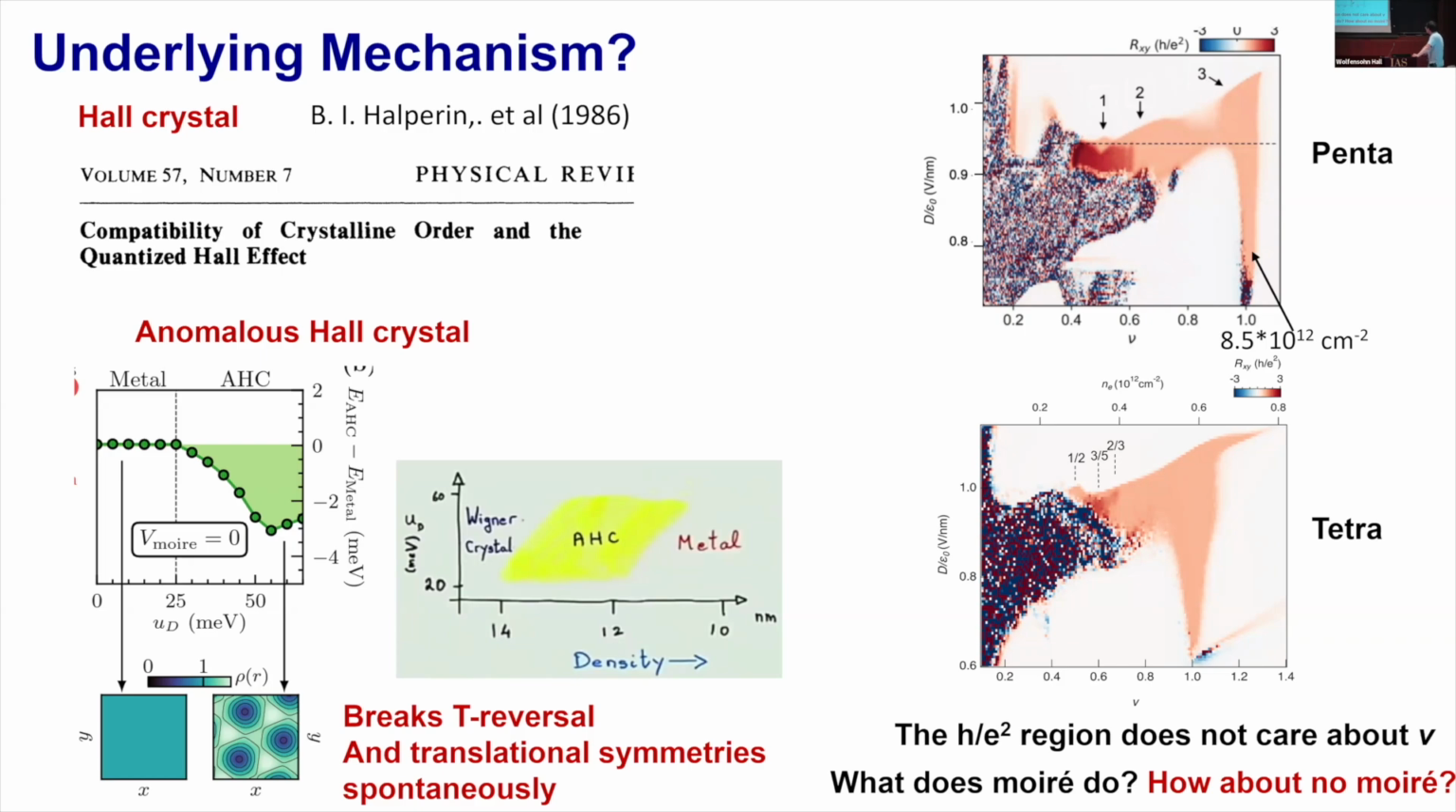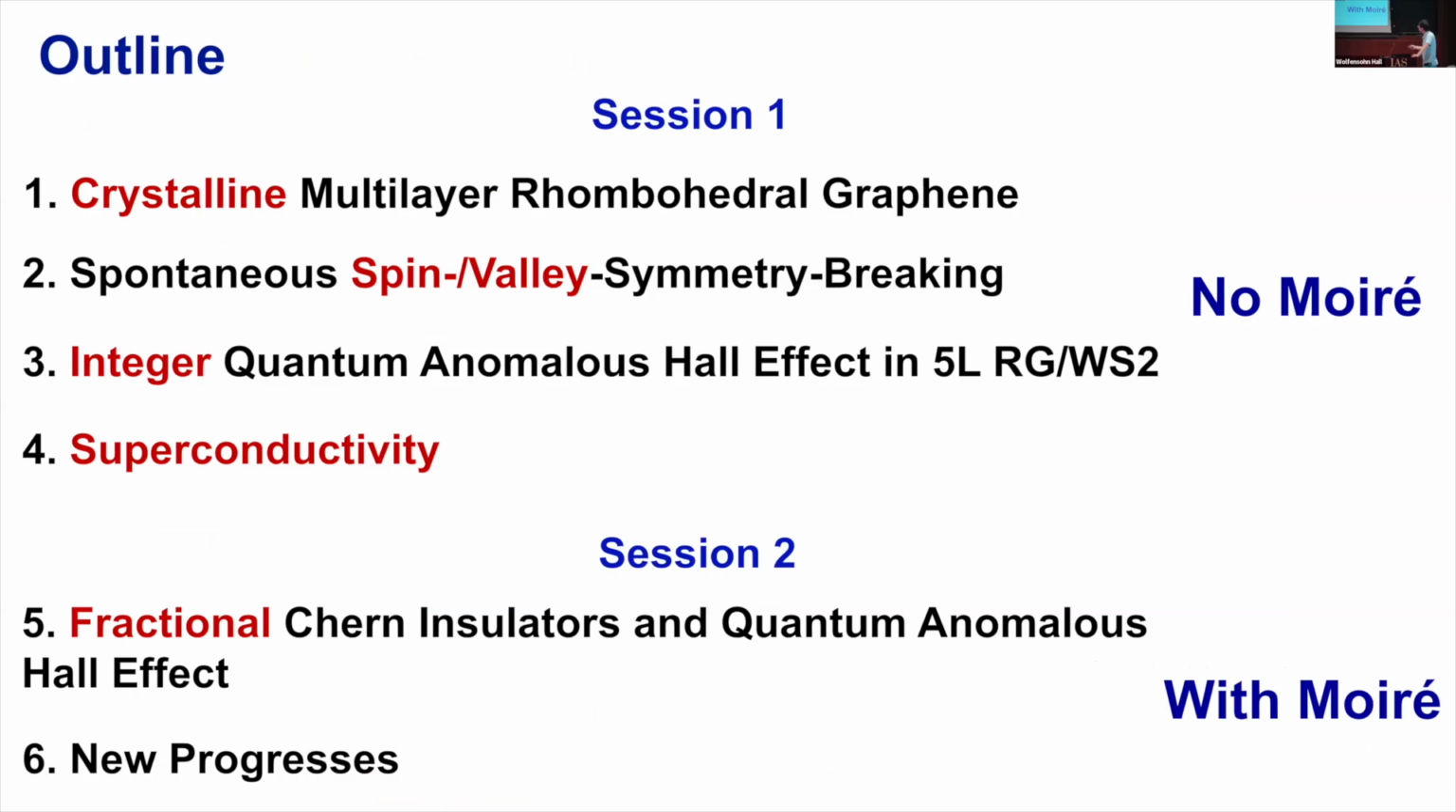So maybe the experiment that we really need to do ultimately is to completely get rid of the Moiré with a large twist angle between graphene and hBN, and ask if this integer quantized Hall state can still persist or not. Maybe this crystal can still be pinned by impurity or defect, just like a Wigner crystal can be. Okay, but that is an effort for the future.